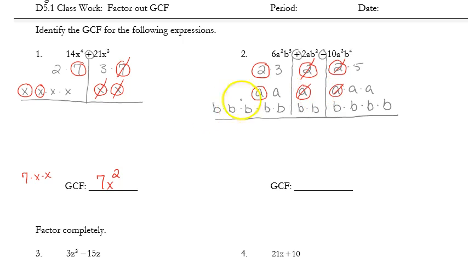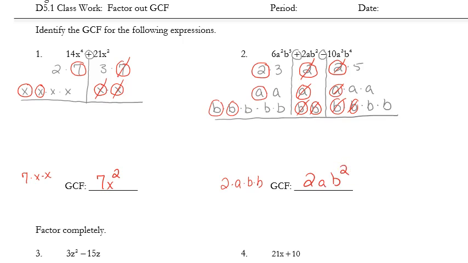Okay. And then they all have 2 B's. B and B, B and B, cross them out. B and B, cross them out. They don't share any more b's because the middle term doesn't have any other factors. Okay. So what did I circle? 2, an A, and 2 b's. 2ab squared is my GCF.